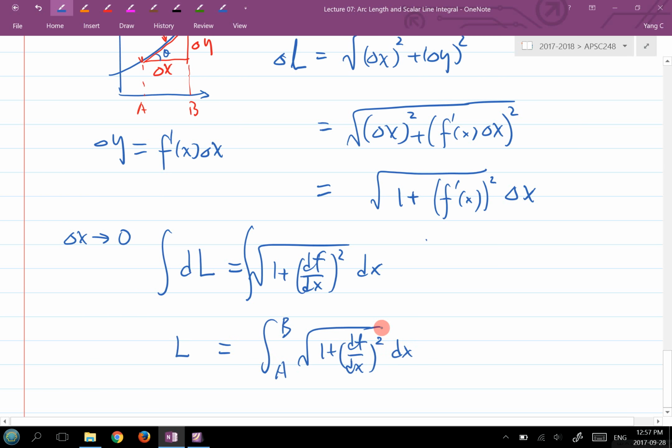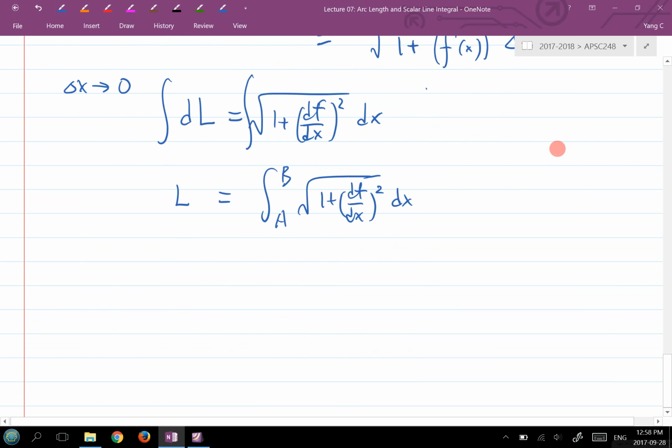If you recall, this is how you learned in 173 possibly to calculate arc lengths for 2D curves. Is that good? Okay. So now let's extend this to 3D.